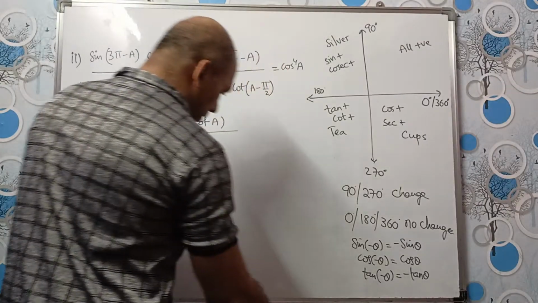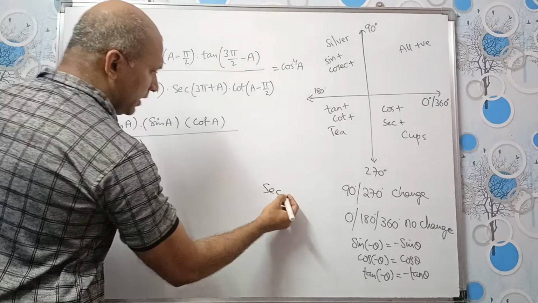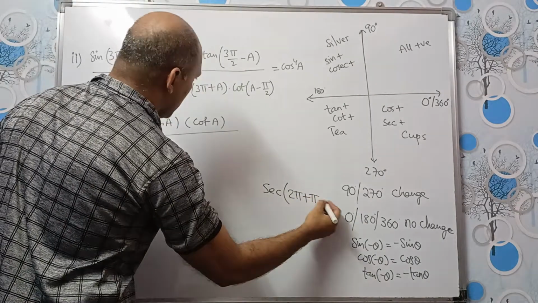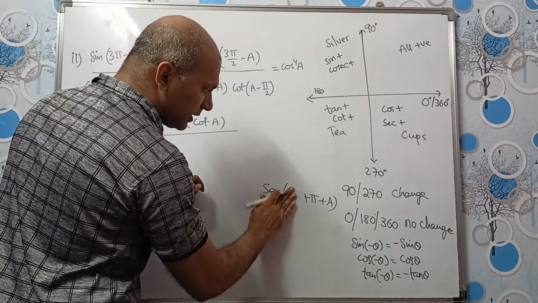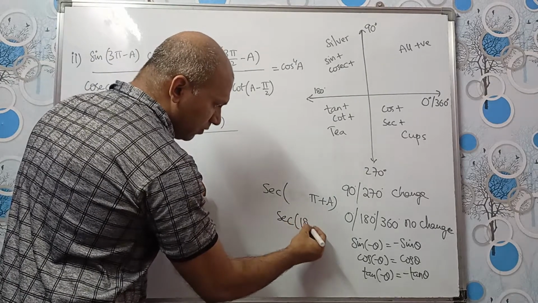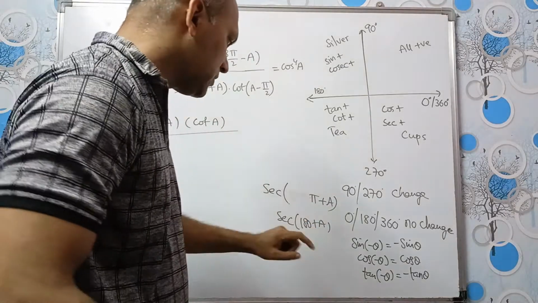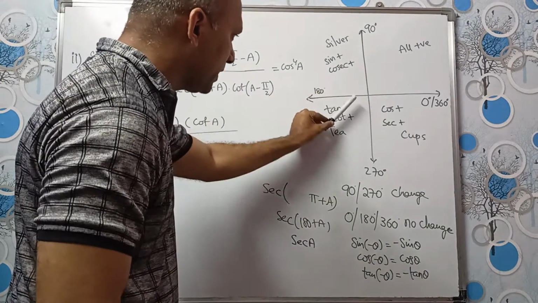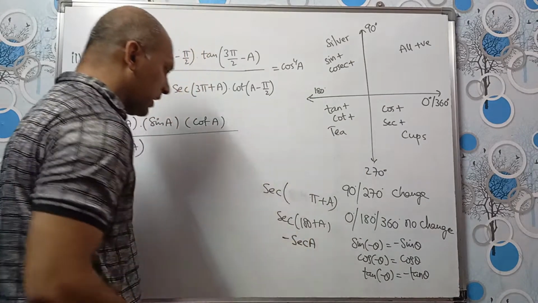Okay, alright. Now secant 3 pi plus a. Like how we wrote 3 pi here, let us write it in the same way. We'll write it 2 pi plus pi plus a. 3 pi we are writing as 2 pi plus pi, so that we can cancel this, because 2 pi is 360, right? Okay, we have 180 plus a. Pi we wrote as 180 degrees. Okay, secant 180, so at 180 there is no change, so secant will remain secant, so this will be secant a only. But 180 plus a will lie in the third quadrant, and in the third quadrant secant is negative, so this will be minus secant a.